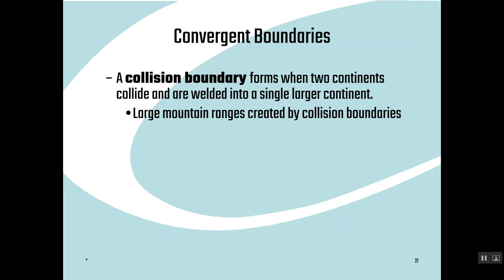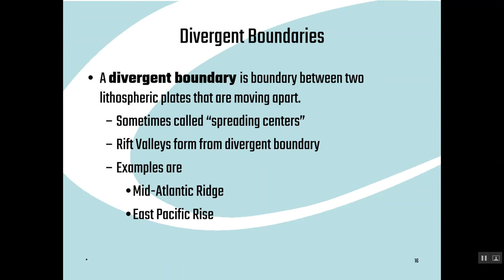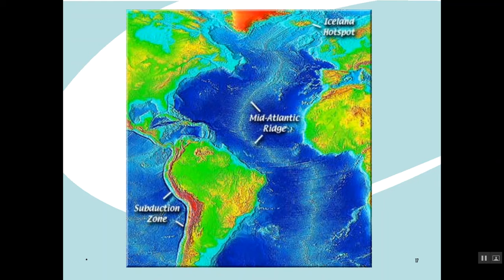The third type of boundary is a divergent boundary, and a divergent boundary is when 2 plates are moving apart. A common feature created by a divergent boundary is called a rift valley. This is where the earth is literally pulling apart, and then pieces of it start to fall down until you have a valley. The most famous example of a rift valley near us is the Mid-Atlantic Ridge that runs up and down the Atlantic Ocean.